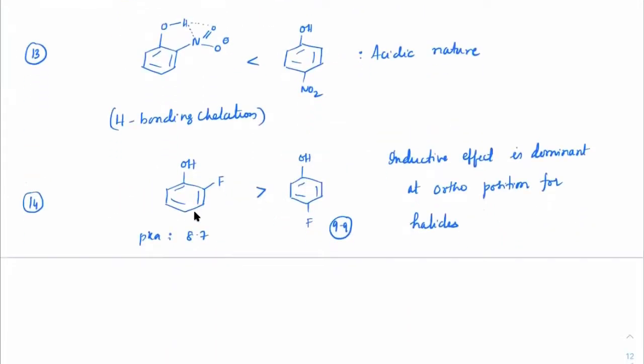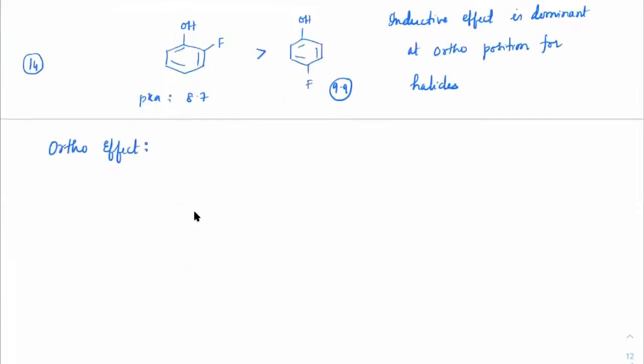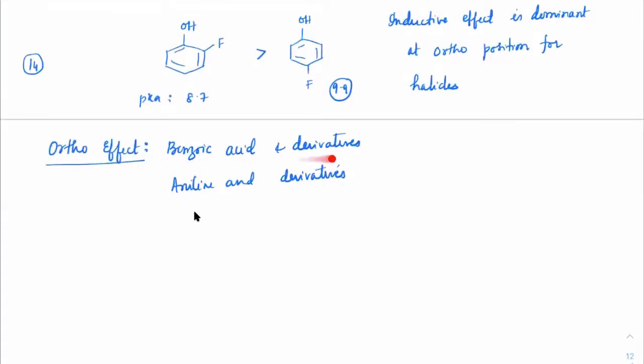Yes, Beta. How can we judge which property is dominant? We have to go individually, Beta. If it is halides, then only inductive effect dominates. For all the rest of the groups, you have to check chelation also at ortho position. Ortho effect is seen in only two cases, Beta. One is in benzoic acid and derivatives, and aniline and derivatives.